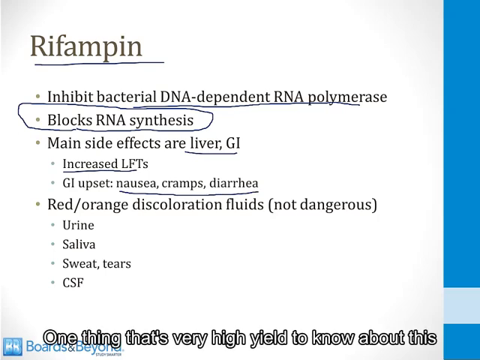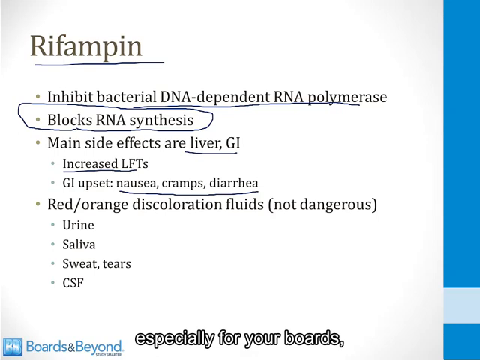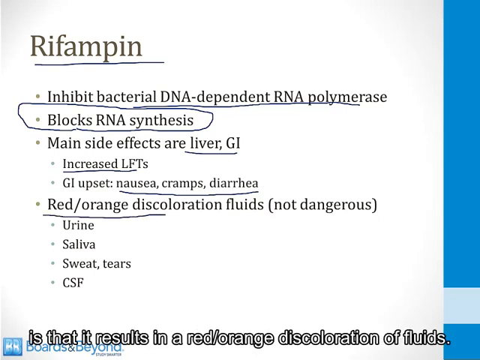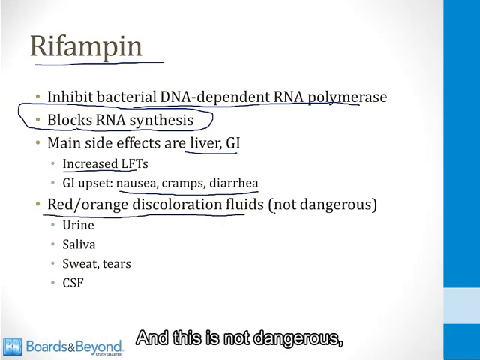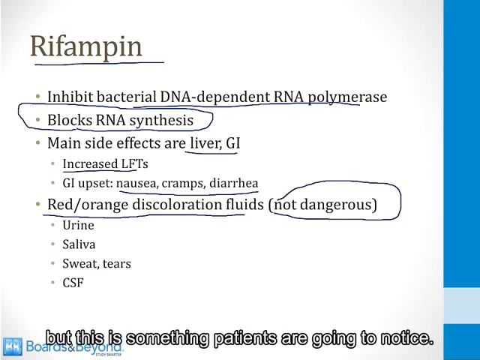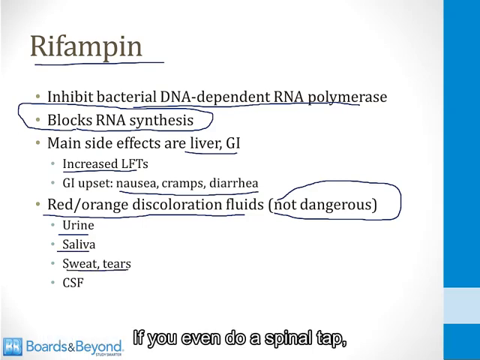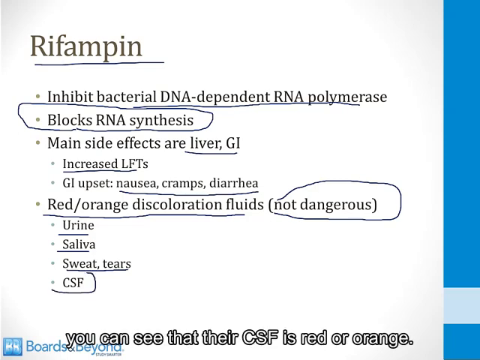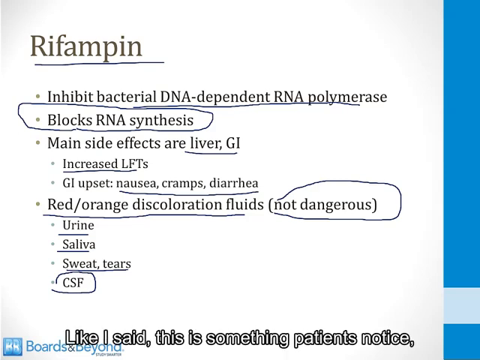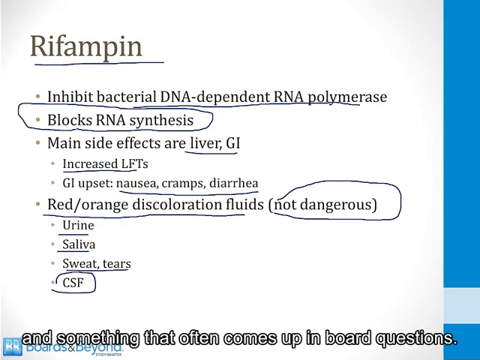One thing that's very high yield to know about this, especially for your boards, is that it results in a red-orange discoloration of fluids. Now this is not dangerous, but this is something patients are going to notice. Their urine, their saliva, their sweat and their tears, it's all going to turn red-orange. If you even do a spinal tap, you can see that their CSF is red or orange. And like I said, this is something patients notice and something that often comes up in board questions.